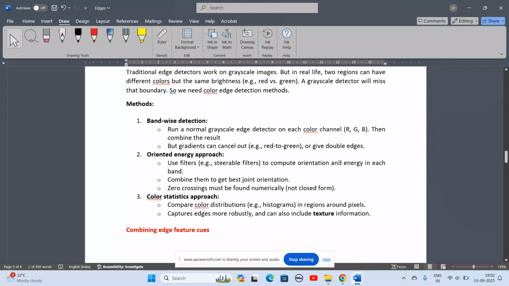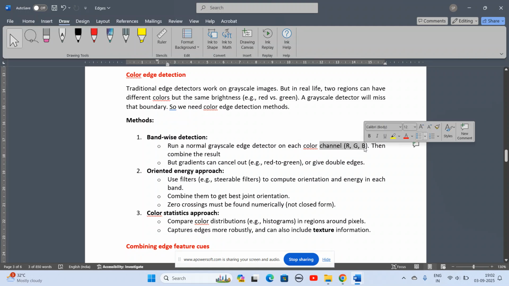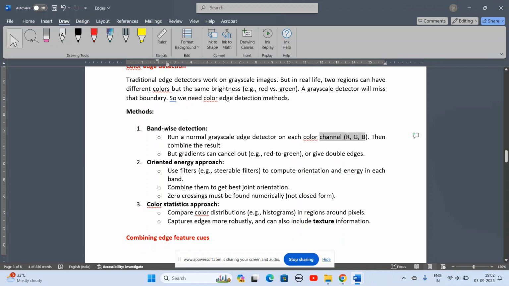Next, the process is color detection. The traditional edge detectors work only on grayscale. Now we will focus on colored images. The colored images are usually represented as RGB. I'm applying the normal grayscale detector on each separate color channel, red channel, green channel, blue channel, that is known as band wise detection. I'm going to divide into red band, green band and blue band and apply the same detector.